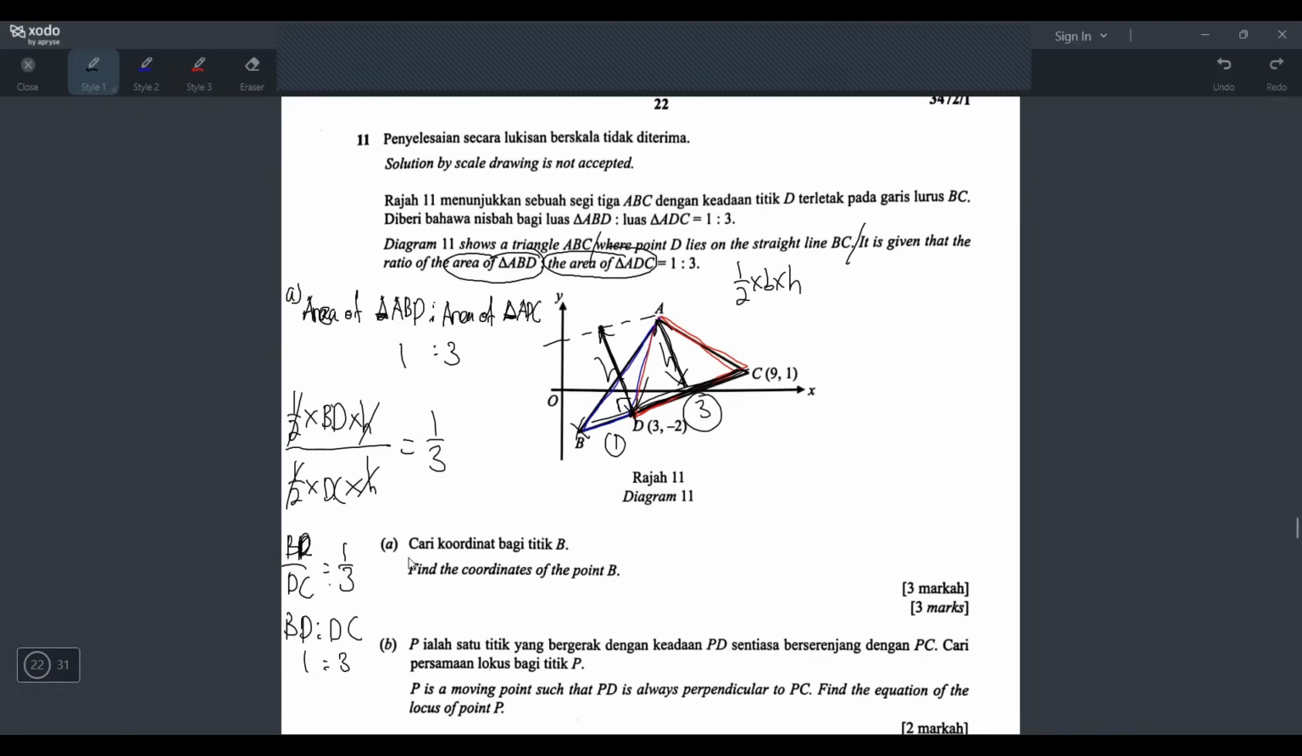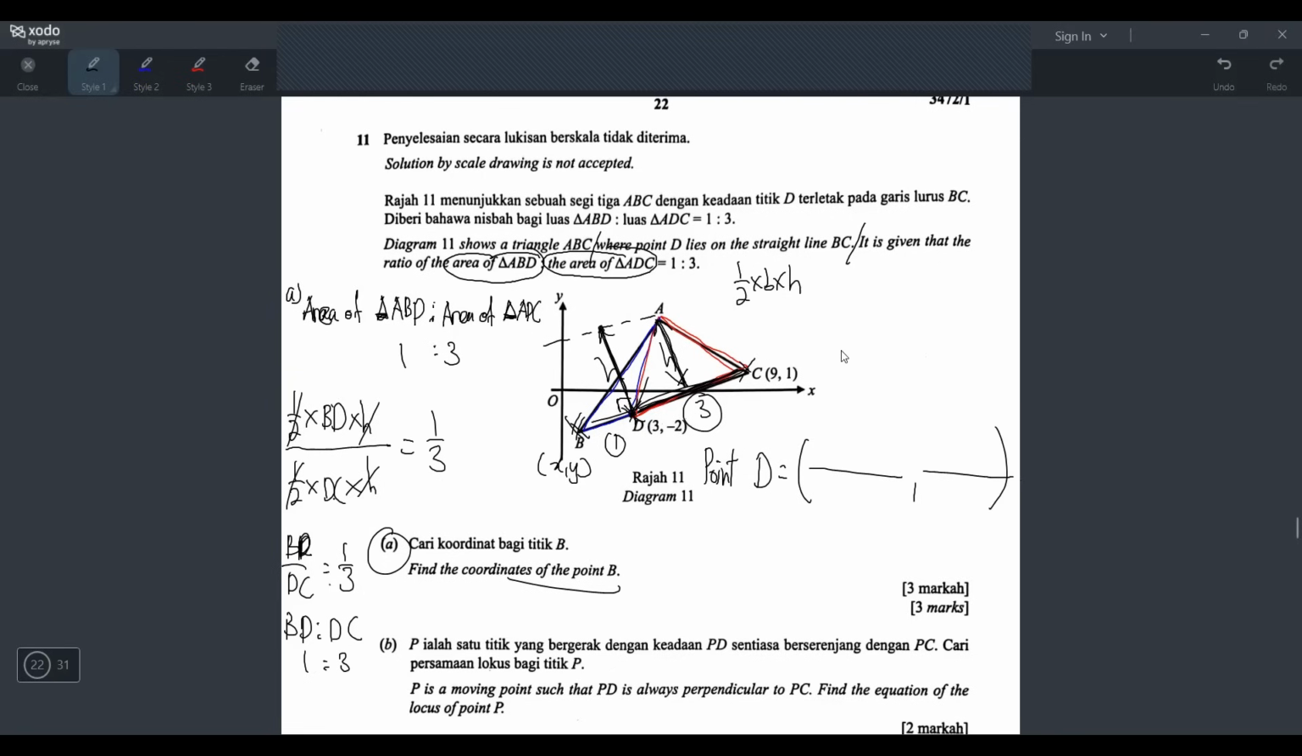So now we can do question A. Find the coordinates of point B. Point B we don't know, so I'll just call it (x, y). But we have point D, we have point C, and we have the ratio. So this is the perfect condition to use the ratio formula. You cannot write point C here, you have to write point D. You always have to write the point in between. So the point in between here is point D, and the formula is like this.